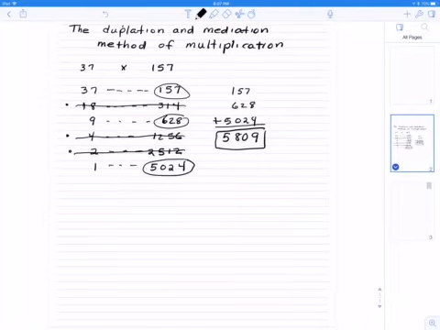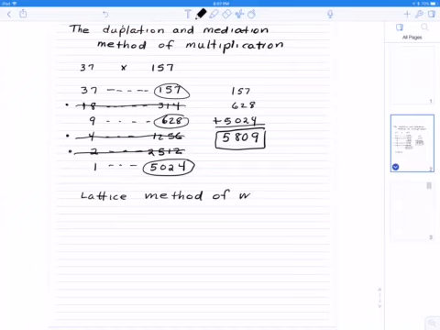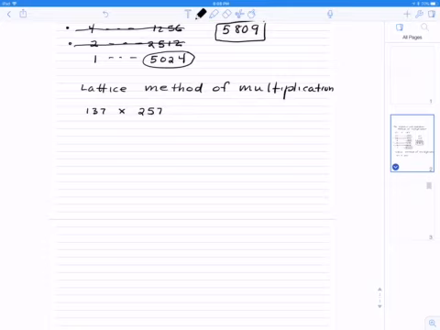Now if I want to use the lattice method to multiply, say, 137 by 257, I want to create a rectangular grid. I'll put one factor across the top and another factor along the side.